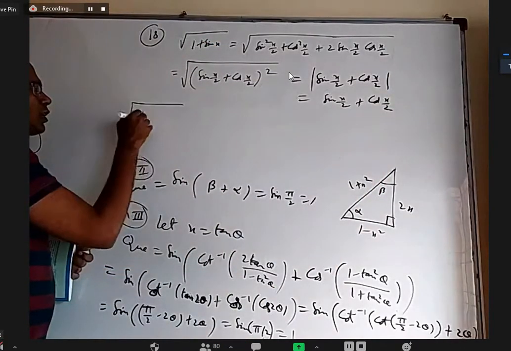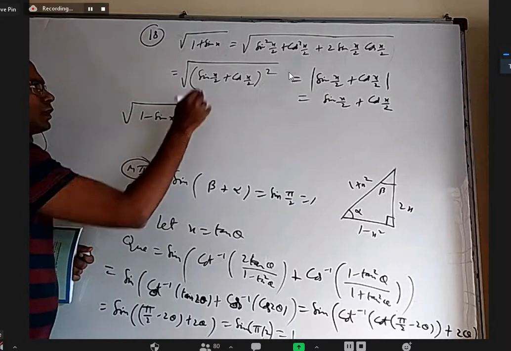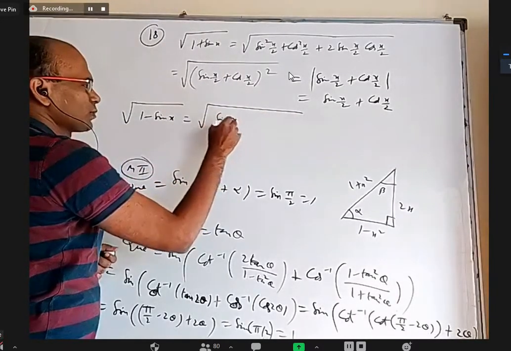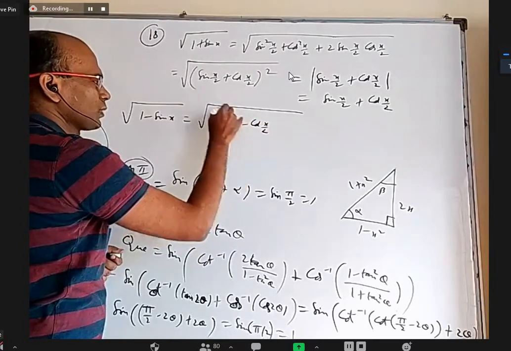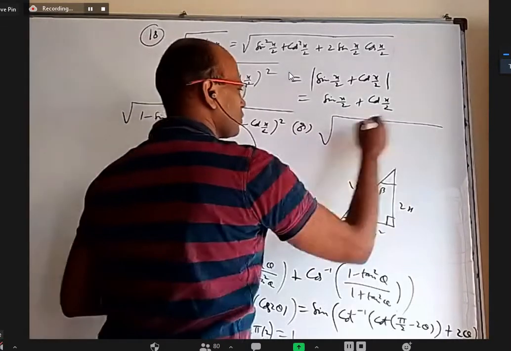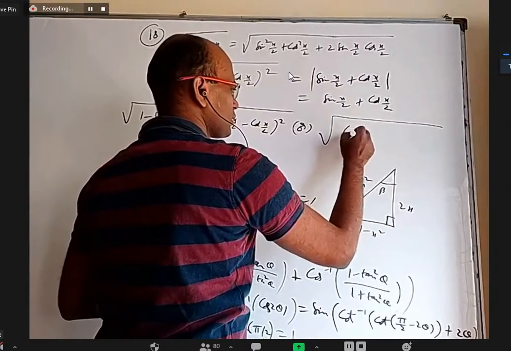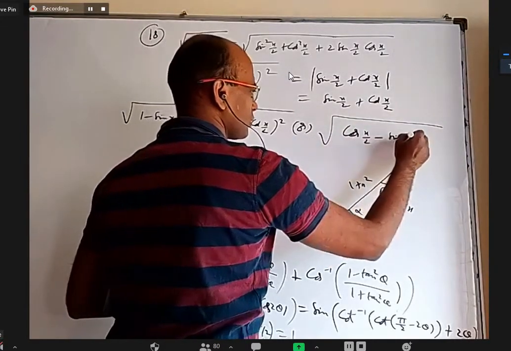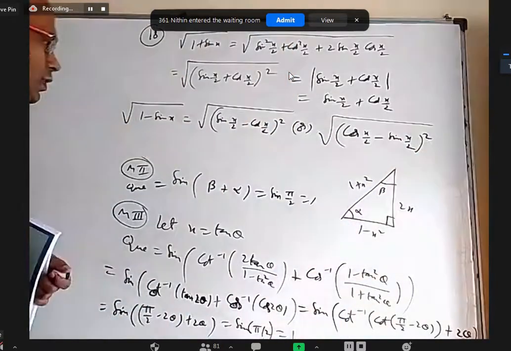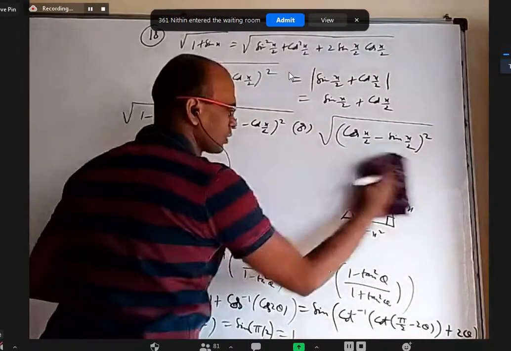Coming to root 1 minus sin x, writing in the same way, it will come sin x by 2 minus cos x by 2 whole square, or you can write cos x by 2 minus sin x by 2 whole square, whichever you want. But after removing the square root, we have to be clear what it is that we want to write.